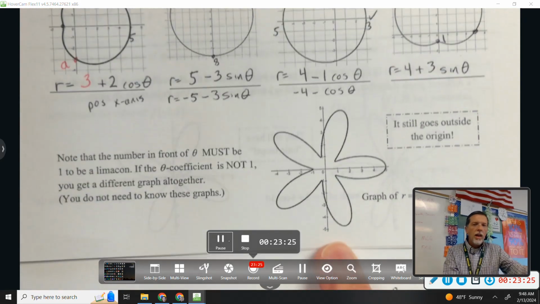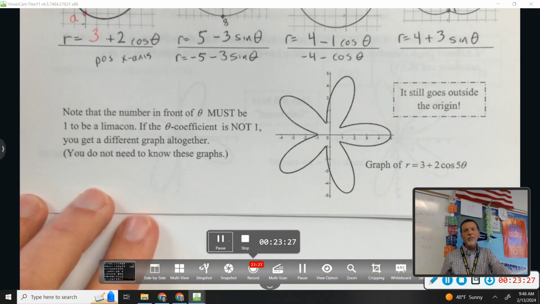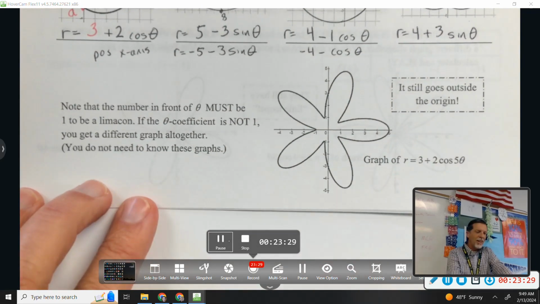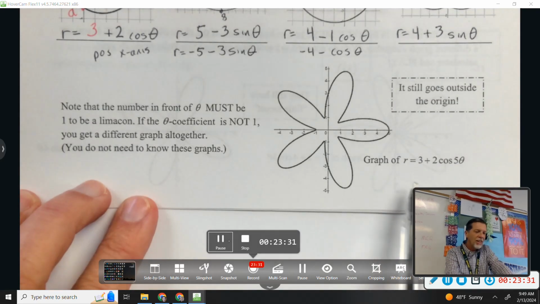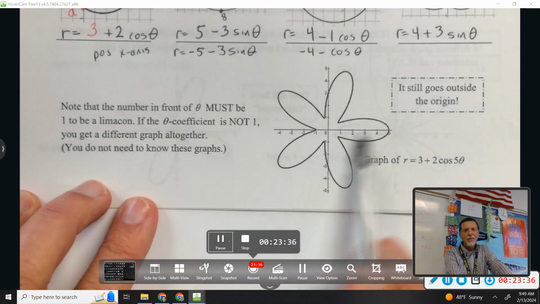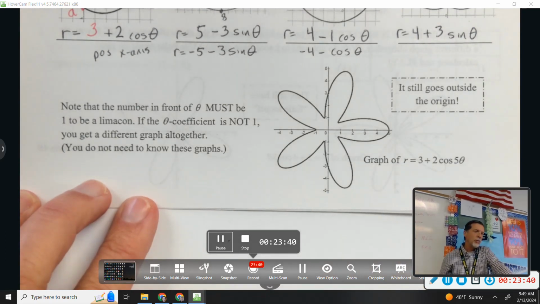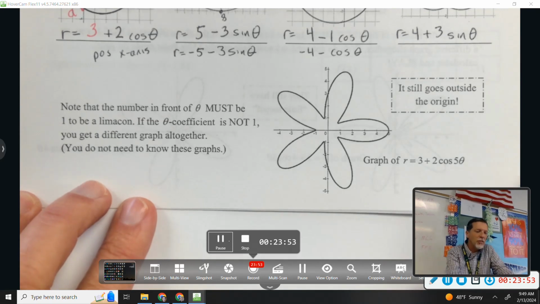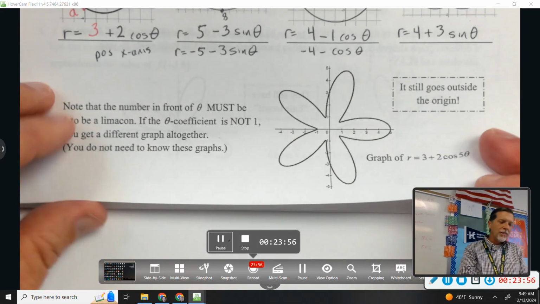Another picture that you're not going to have to draw is this sort of combination of a limaçon without a loop and a rose, and you get these weird pictures. You are not going to have to graph those. It's just when you start combining these things, you get weird and kind of fun pictures, but not pictures that you'll have to be able to do.